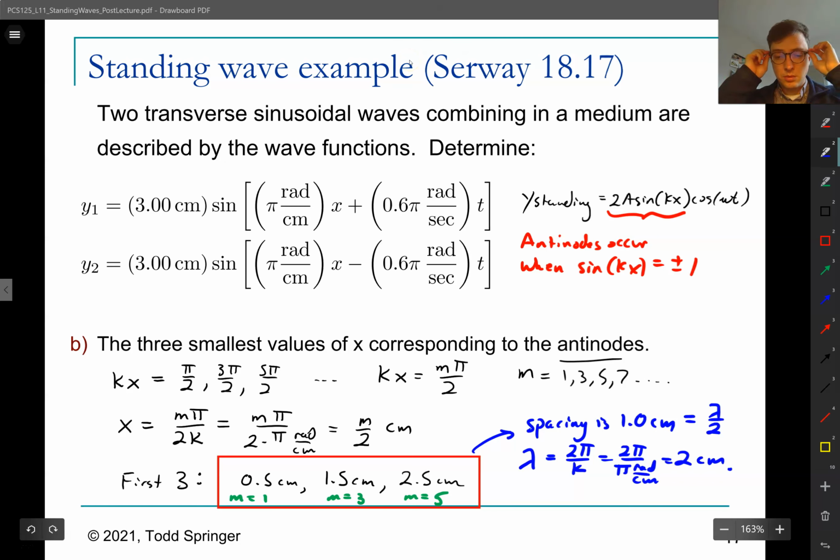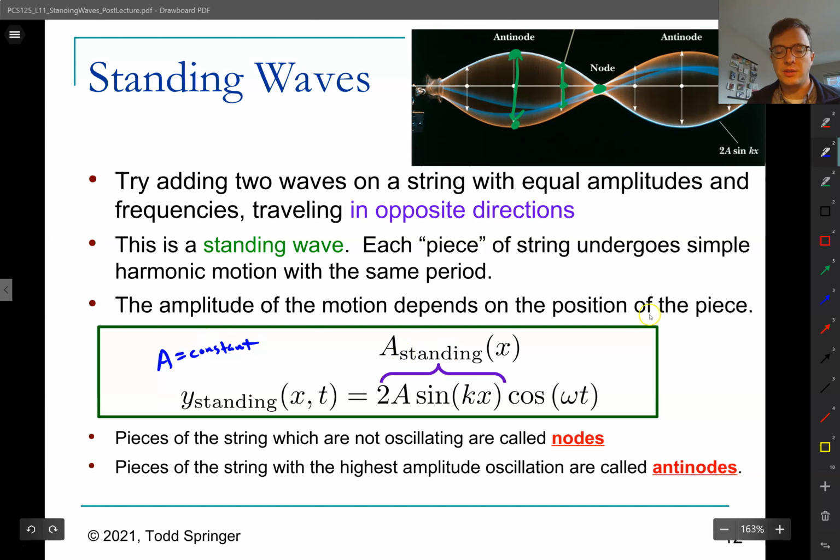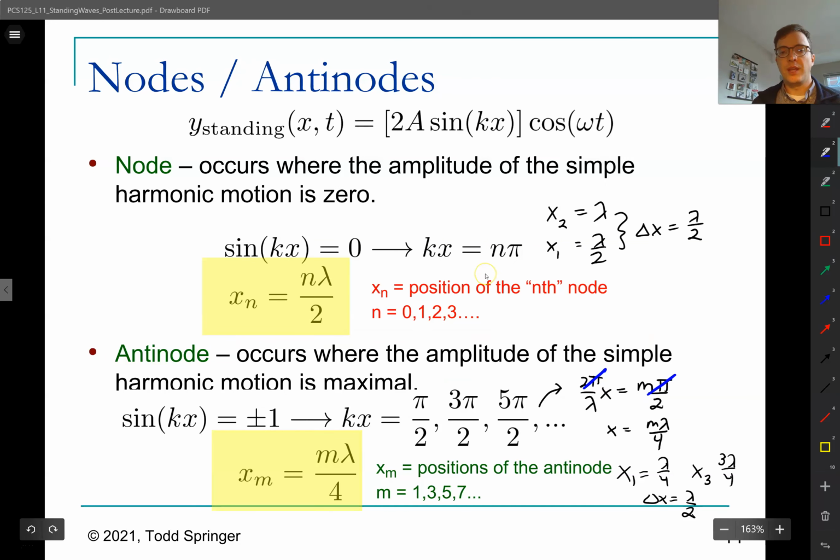So far we've talked about what a standing wave is. It's the addition of 2 traveling waves traveling in opposite directions. And we've talked about the equation for the standing wave, which was given here in the green box. And we're thinking of it as each piece of the string or each piece of the standing wave oscillating in simple harmonic motion, but the amplitude of that motion is given by 2a sine kx. So the amplitude depends on where you are. There are places with no amplitude. That's what we call the node. And there's a place where the amplitude is the biggest. That's what we call the antinode. The antinodes are spaced half a wavelength apart. The nodes are spaced half a wavelength apart. And the nodes occur halfway between the antinodes and vice versa.